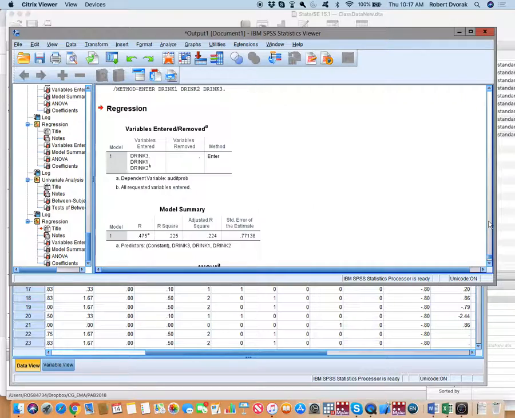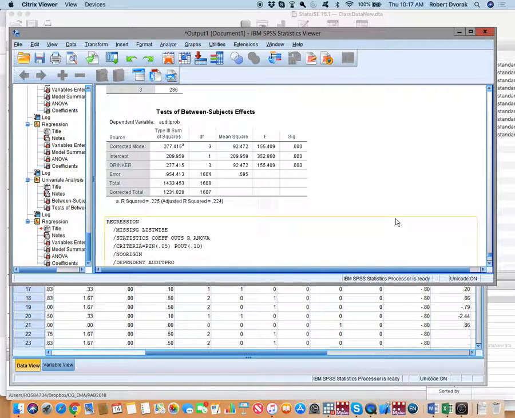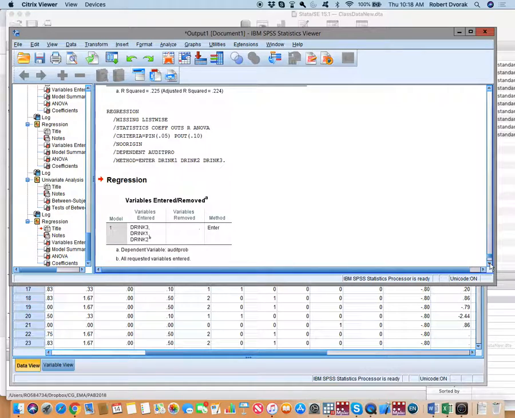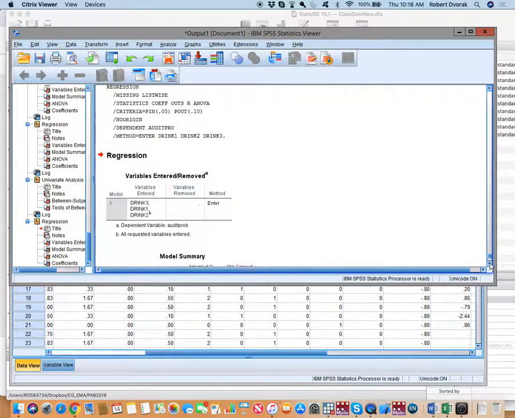So we ran our model. Let's flip back over here. We did an ANOVA up here for drinkers. We got an F for drinkers of 155.409, right? With our 3 and 1604 degrees of freedom. Let's scroll down here. Here's our regression model. Our F should be what? Should be the same.